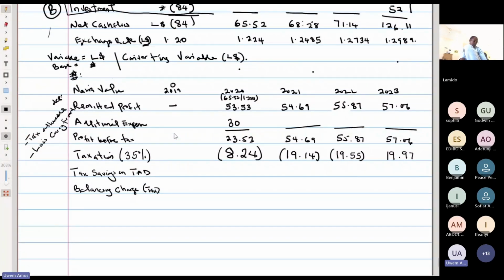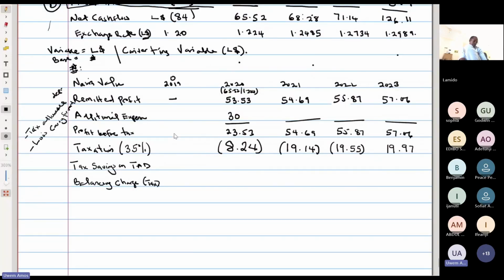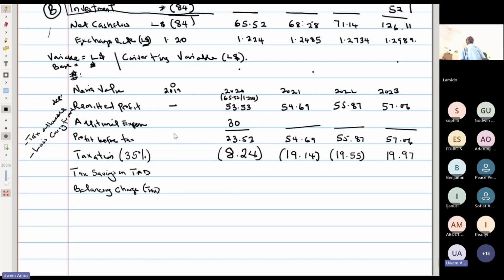So our exchange rate at the year we bought the asset is 1.20. What would that be in Naira, the Naira equivalent? That would be your 84 divided by 1.20. That gives us the capital allowance, not the tax savings. We need to multiply it by the tax rate to get the tax savings. So whatever the value in Naira is, we multiply by the tax rate, which is 0.35 or 35%.